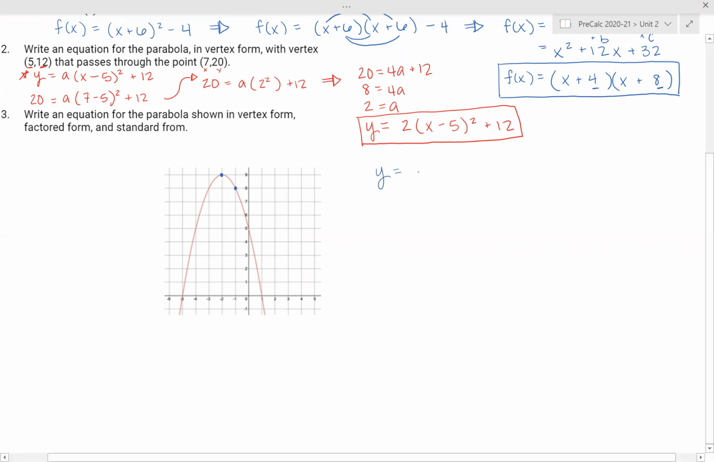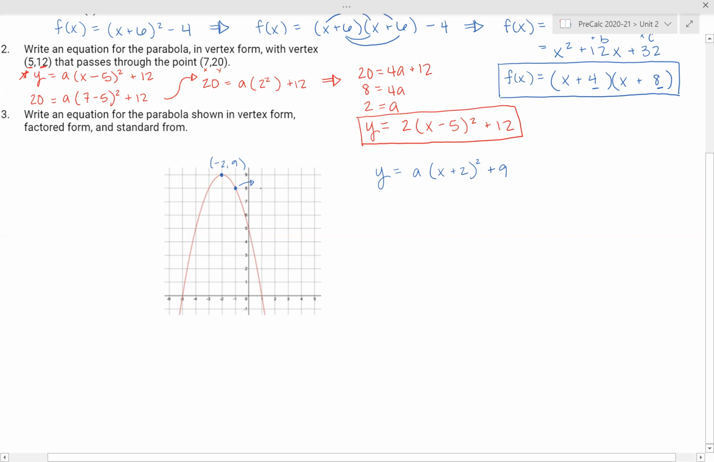We've got y equals a. My vertex is at -2, 9. So that would be x plus 2. Remember, that's always minus whatever. So minus a negative becomes positive, plus 9.